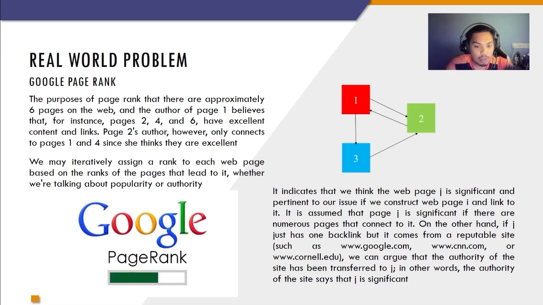It indicates that we think page i is significant and pertinent to our issue if we construct web page i and link to it. It is assumed that page i is significant if there are numerous pages that connect to it. On the other hand, if page i just had one backlink but it comes from reputable sites such as www.google.com, www.cnn.com, or www.kernel.edu, we can argue that the authority of those sites has been transferred to i. In other words, the authority of the site says i is significant.